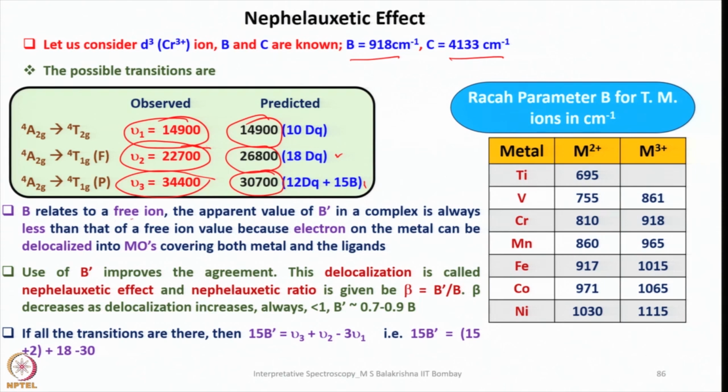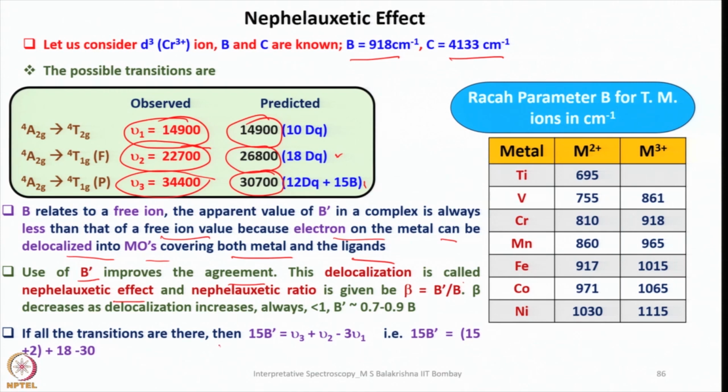So B relates to a free ion. The apparent value of B prime in a complex is always less than that of the free ion value, because electrons on the metal can be delocalized into MOs covering both the metal and the ligands. So use of B prime improves the agreement. This delocalization is called the nephelauxetic effect, and the nephelauxetic effect ratio is given by beta equals B prime over B. Beta decreases as delocalization increases, but is always less than 1. B prime equals 0.7 to 0.9 B.